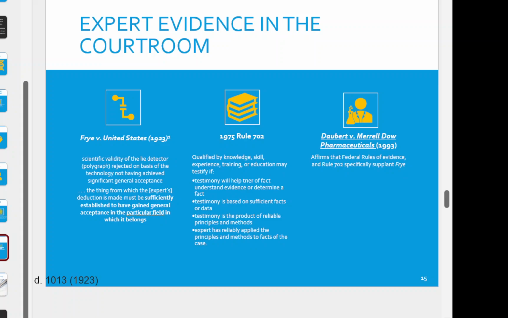So just a little bit of background. The case involved two minors, the Daubert children, whose parents sued Merrell Dow Pharmaceuticals. The plaintiffs claimed that the drug Bendectin, which was prescribed to pregnant women to treat morning sickness, caused birth defects in their children. Merrell Dow's expert witness provided studies showing no link between Bendectin and birth defects.